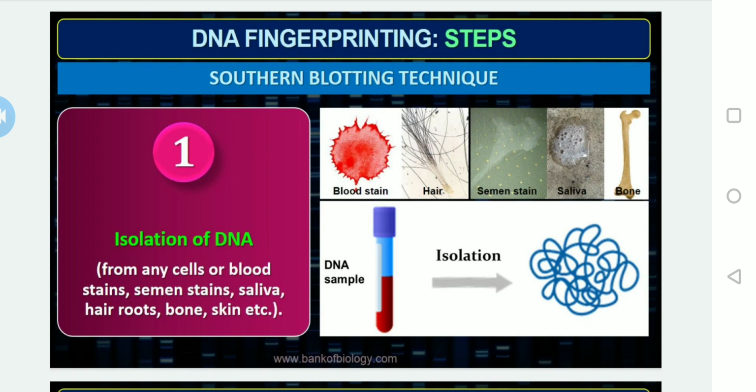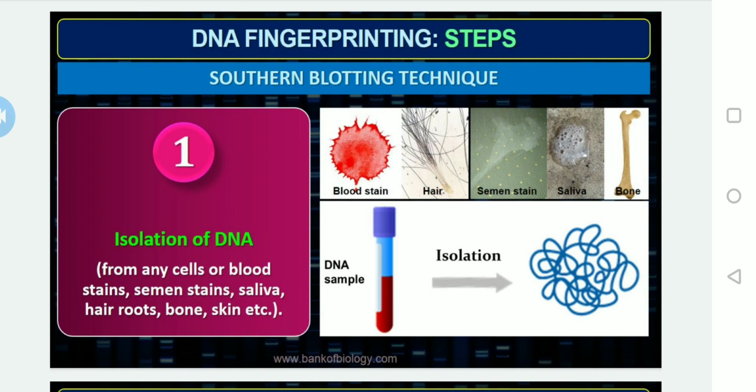Generally during DNA fingerprinting or profiling, the single stranded DNA fragments present on the gel plate are extracted on the nylon mesh or nitrocellulose membrane by the process. So that's why it is also known as the southern blotting technique. So let us discuss what are the steps involved in DNA fingerprinting technology.